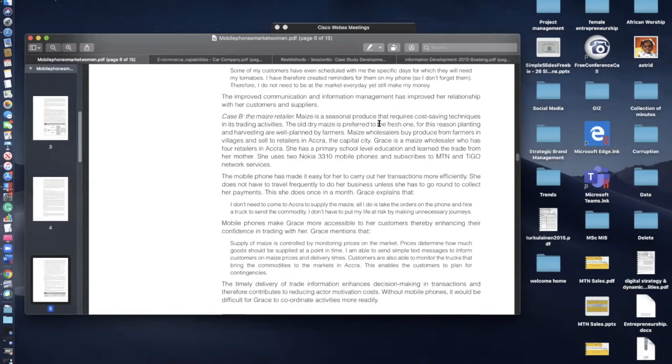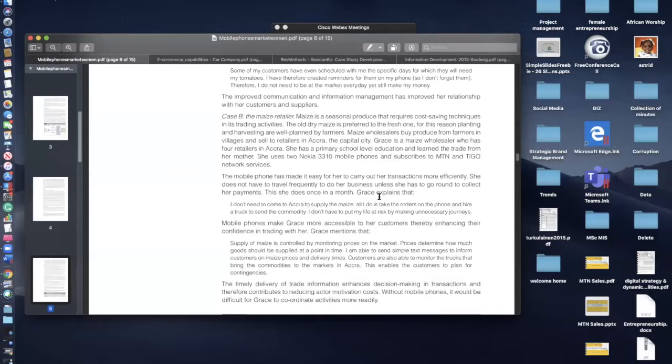Maize is a seasonal produce that requires cost-saving techniques in its trading activities. The old maize, dry maize, is preferred to the fresh one. For this reason, planting and harvesting are well planned by farmers. Maize wholesalers buy produce from farmers in villages and sell to retailers in Accra. Grace is a maize wholesaler who has 4 retailers in Accra. She has primary school level education, and she learned the trade from her mother.